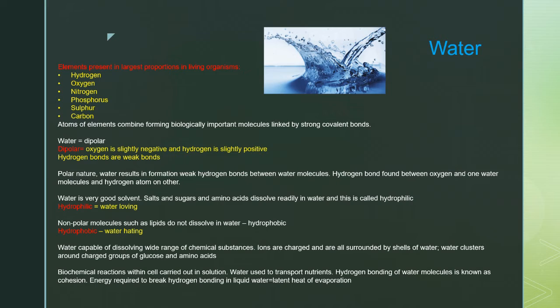Water has a polar nature, and it results in the formation of these weak hydrogen bonds between the water molecules. The hydrogen bond is found between the oxygen on one water molecule and a hydrogen atom on the other. Water is a very good solvent.